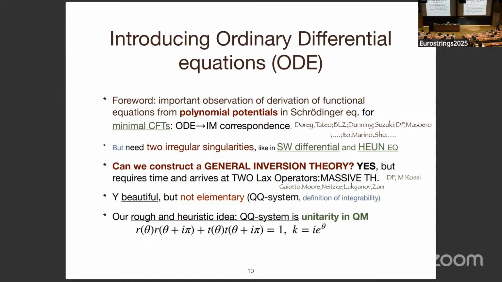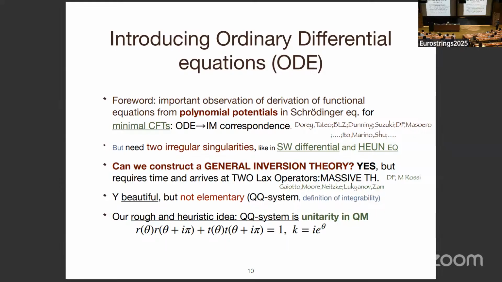Okay, we will start with something more heuristic and simpler. So first of all, we notice that Y is beautiful, but actually we expect the spectral determinant to play some role, and Y to be some composite object in terms of this spectral determinant, which we call Q. And the heuristic idea is that we already know a functional equation in quantum mechanics. We know the unitarity condition between the reflection and the transmission coefficient.